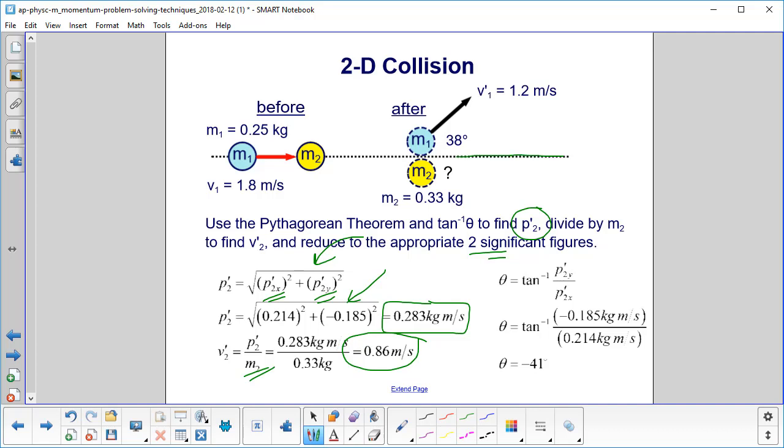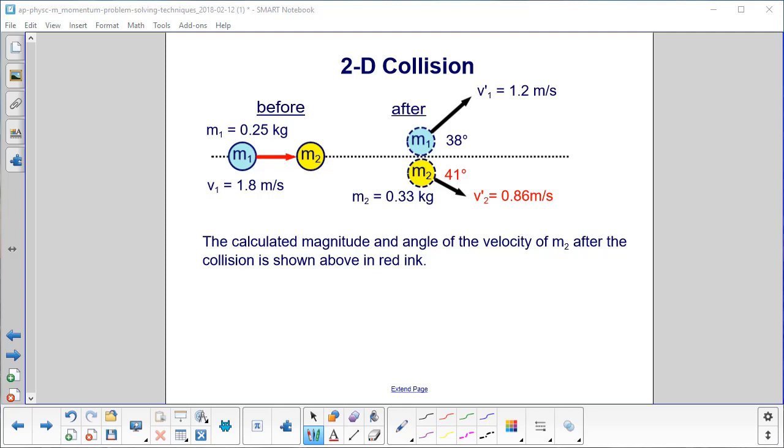To find the angle it makes, okay, so it's going to come off in this direction here. We're finding this angle, well, we called it theta. That's the tan inverse of P prime 2y over P prime 2x, right? This right here is the y component. This is x, so tan is opposite over adjacent. Put in the numbers, and we get negative 41 degrees. So that theta there is 41 degrees, and the magnitude is 0.86 meters per second. And just to summarize, this angle here is 41 degrees of the second mass bouncing off, and here's its final velocity of 0.86 meters per second.